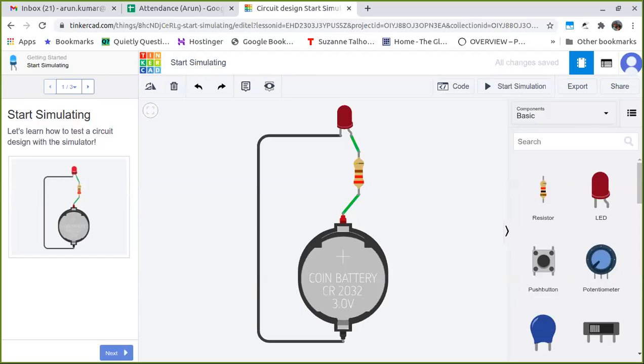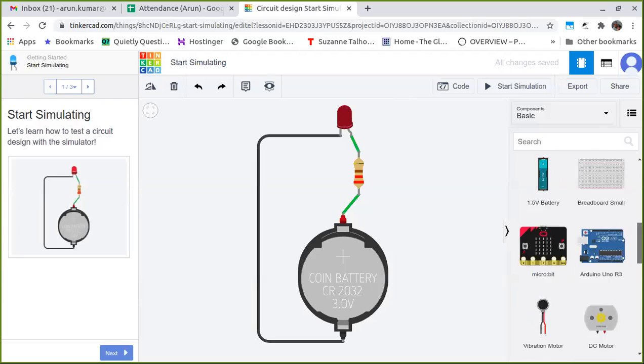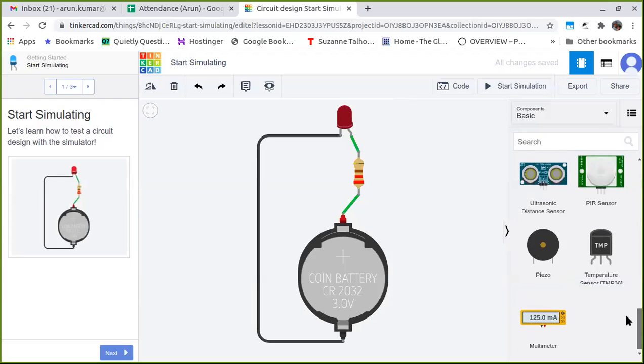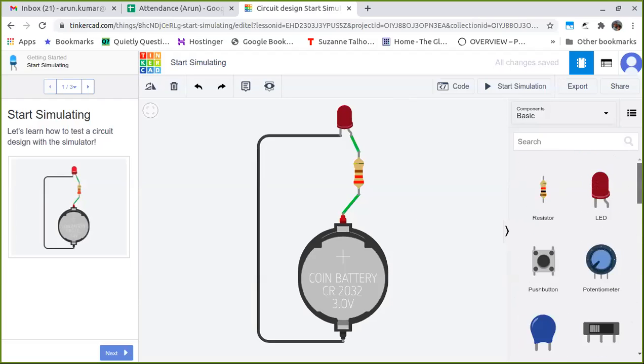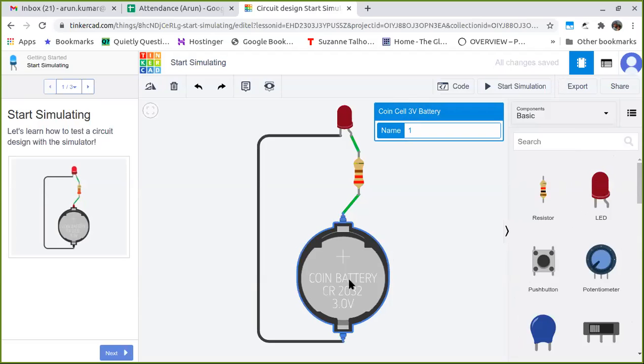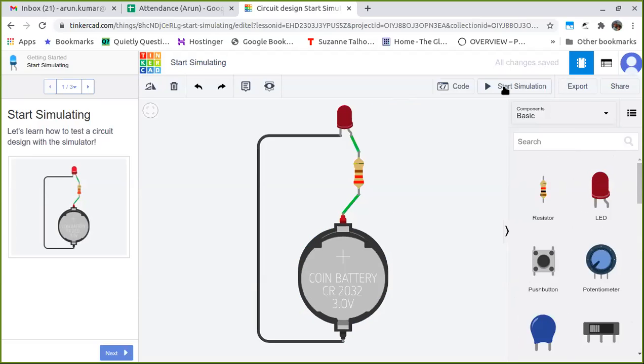You can change the components. Unfortunately they don't have an ordinary bulb, they only have an LED, so there's no incandescent bulb in the whole circuit. And now what you can do with this is replace components. So okay, wait, the first thing is that you can start a simulation.